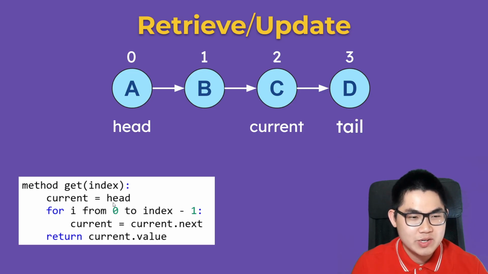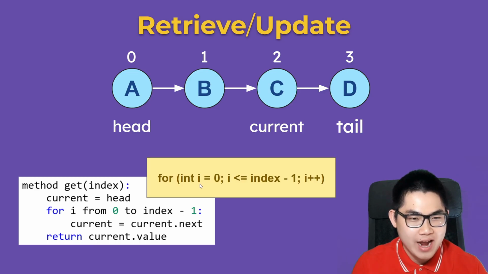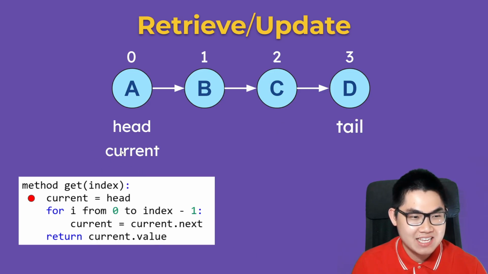We point current to the head, and we have this for loop, which is inclusive, by the way. So that's for I is equal to 0, I less than or equal to index -1, I plus plus. We move current to the right, and once we reach the index, we simply return the value. We start at the very beginning. So current points to head. We have this for loop.